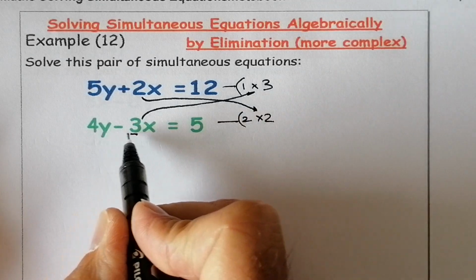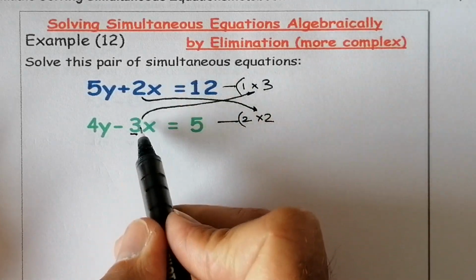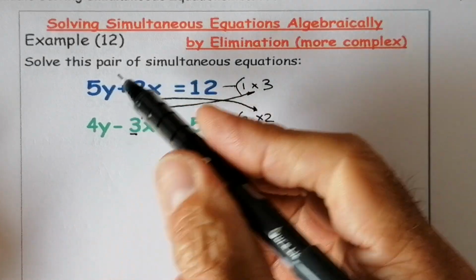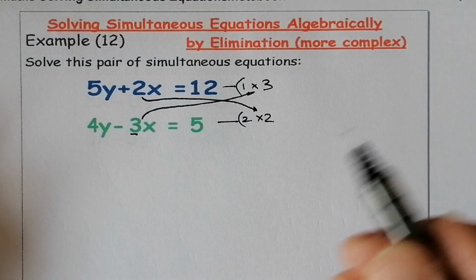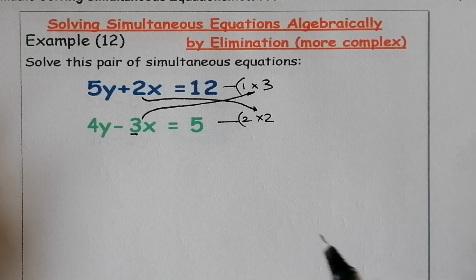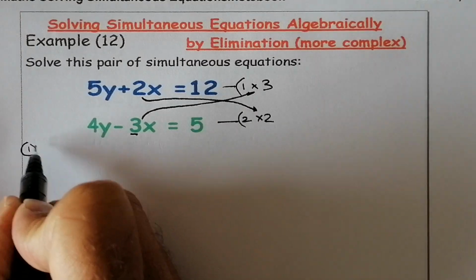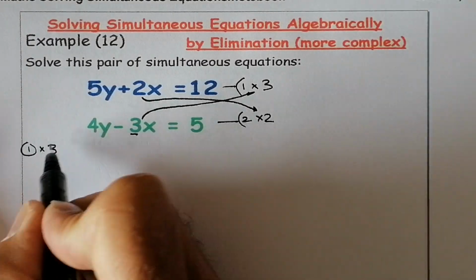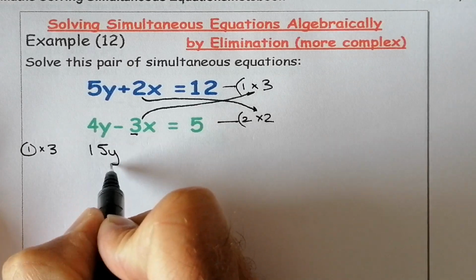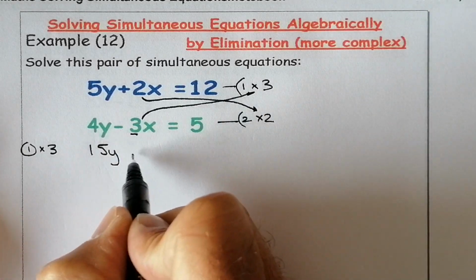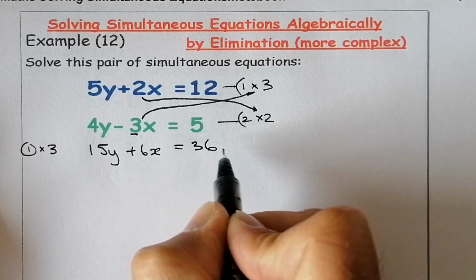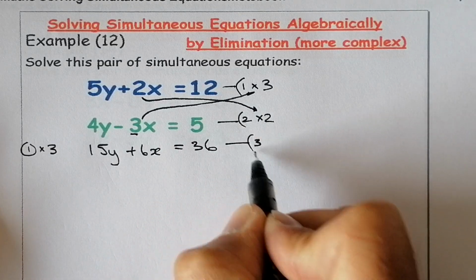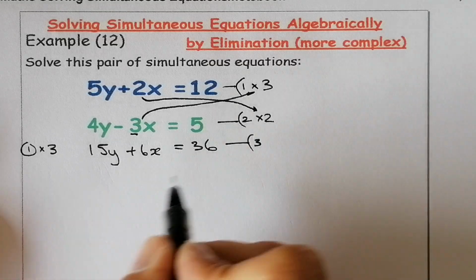And what that will do is, if I multiply all of that, I'm going to be able to eliminate the middle terms that are there, because that's what I'm aiming for anyway. Right, so let's change both of these equations this time. Equation 1, I'm going to multiply by 3 first of all. So that will be 15y, I'm going to multiply everything, remember, plus 6x equals 36. That's now my equation number 3, just for reference.